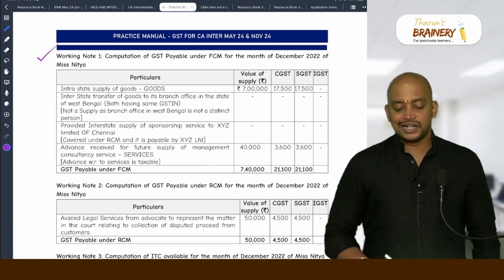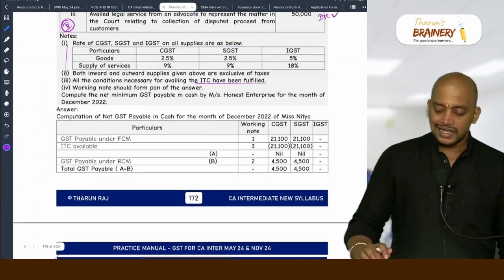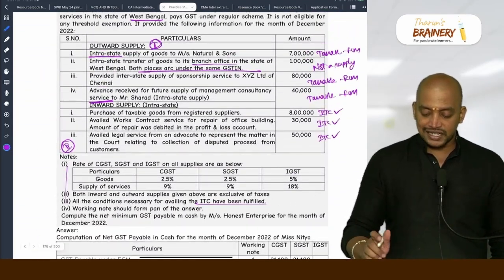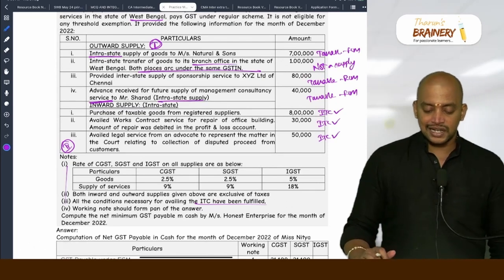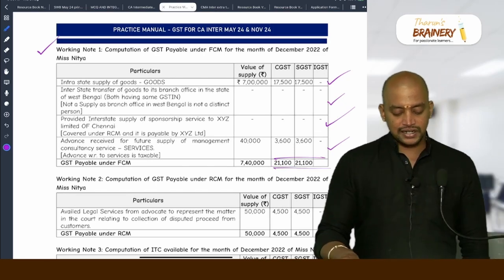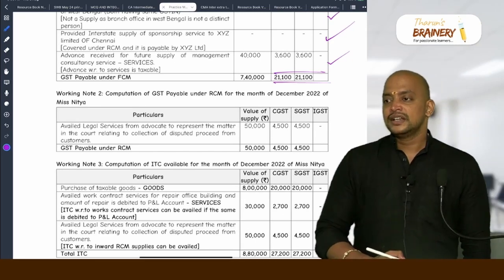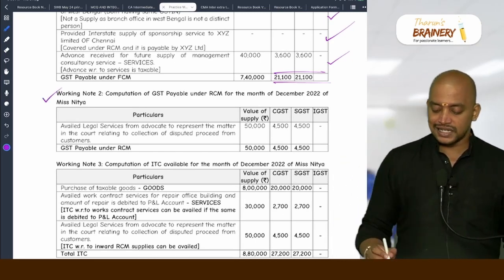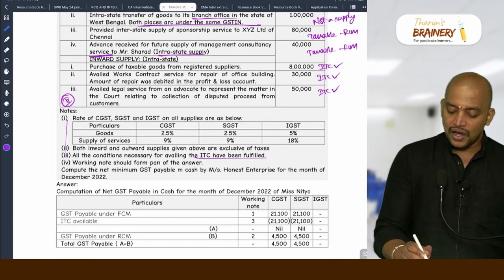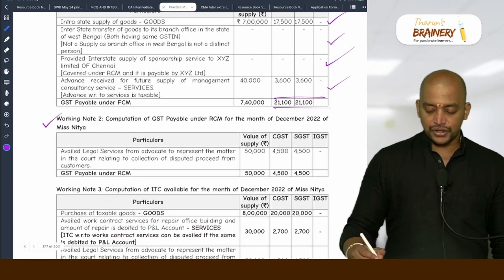Computation of GST payable under FCM: 17,500, 17,500. Next transaction not a supply. Thereafter next transaction taxable under RCM, so don't include in their liability. Thereafter next transaction 40 is intrastate. So 40,000 into CGST, SGST 3,600, 3,600. So we got this. Now working note 2. What is working note 2? Payment of GST under RCM. Correct. So payment of GST under RCM, only one service, that is legal service. Within the state, yes. Availed legal service from an advocate. All these are intrastate. So 50,000 into 9%, 9%, 4,500, 4,500.